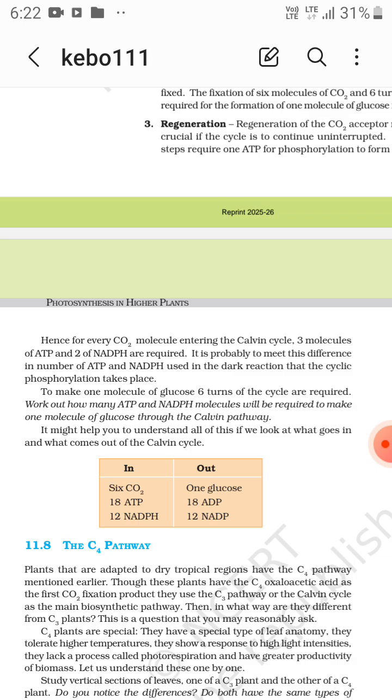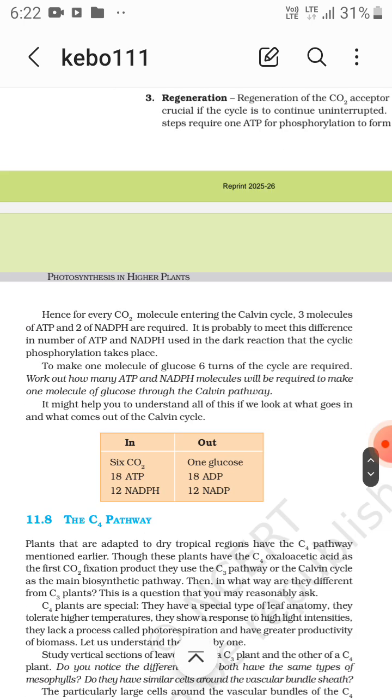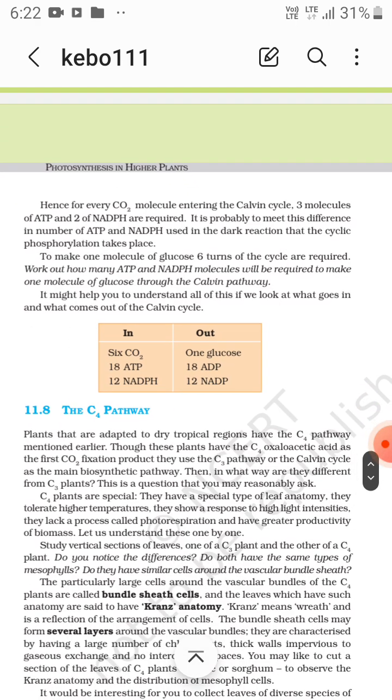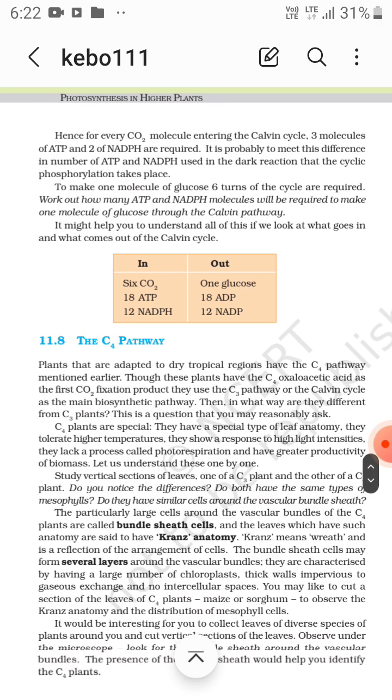through the Calvin pathway. It might help you to understand all of this if we look at what goes in and what comes out of the Calvin cycle. In: 6 CO2 in gives 1 glucose. 18 ATP gives 18 ADP. Then 12 NADPH gives 12 NADP.